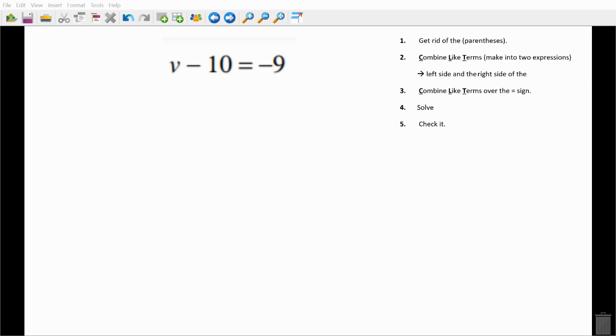Step 1 says what? Get rid of parentheses. Do we see any parentheses? Nope. So guess what? You did 20% of the job, and you didn't even have to do anything.